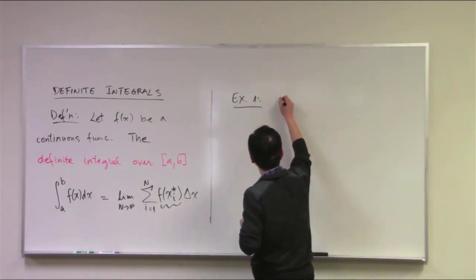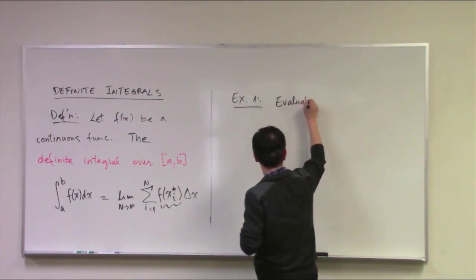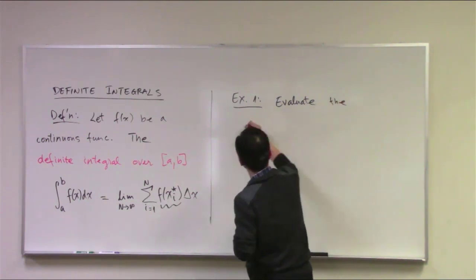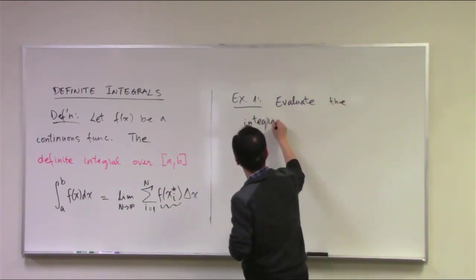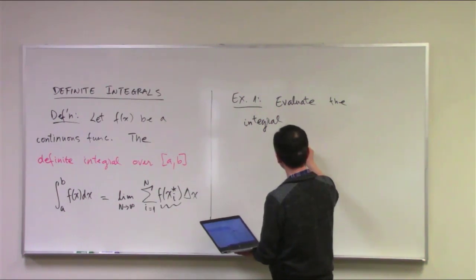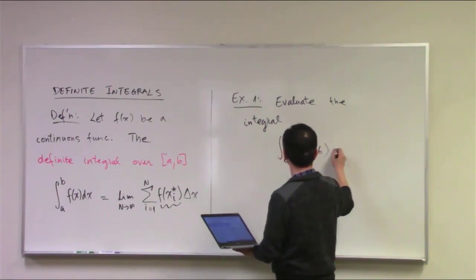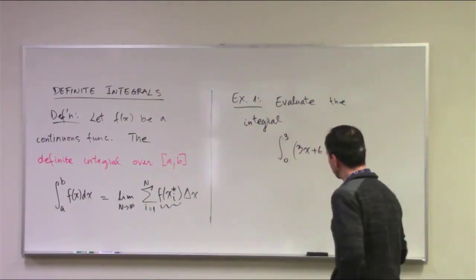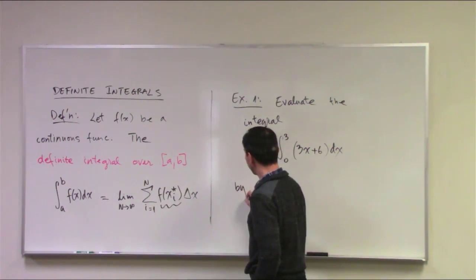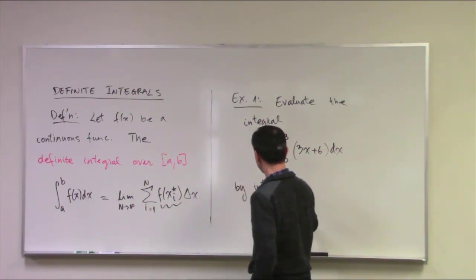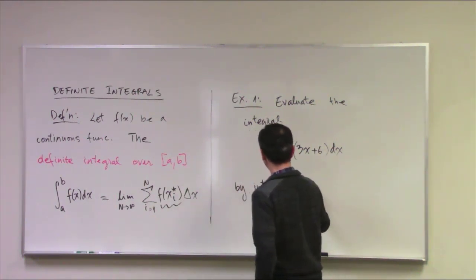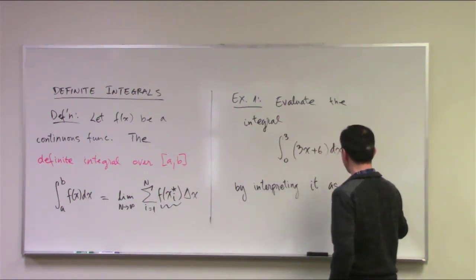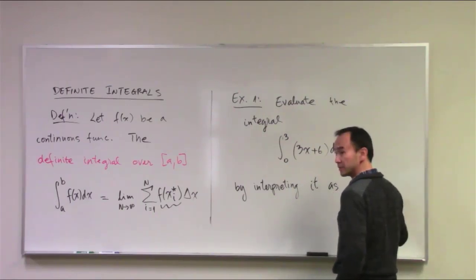We want to evaluate, really get the exact answer, right? Evaluate the integral from 0 to 3, where the function here is 3x plus 6. Okay? We want to evaluate that. But then here's the instruction: by interpreting this integral as an area. Okay? See what I'm saying now?